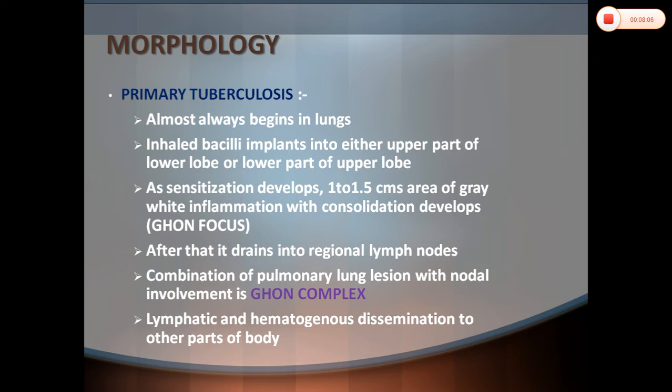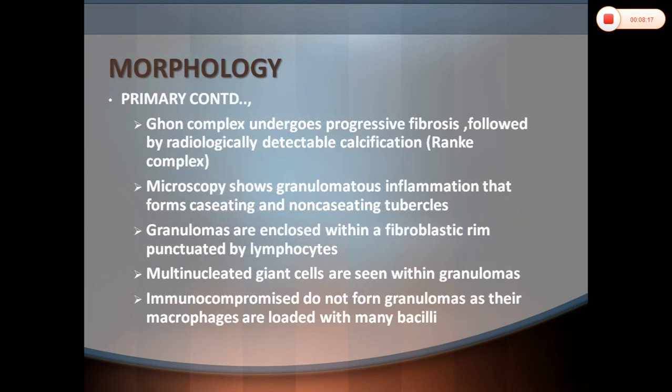This combination of pulmonary lung lesion along with nodal involvement is called Ghon complex. Lymphatic and hematogenous spread occurs through other parts of the body. And this Ghon complex undergoes progressive fibrosis, which is followed by radiologically detectable calcification, which is called Ranke's complex.